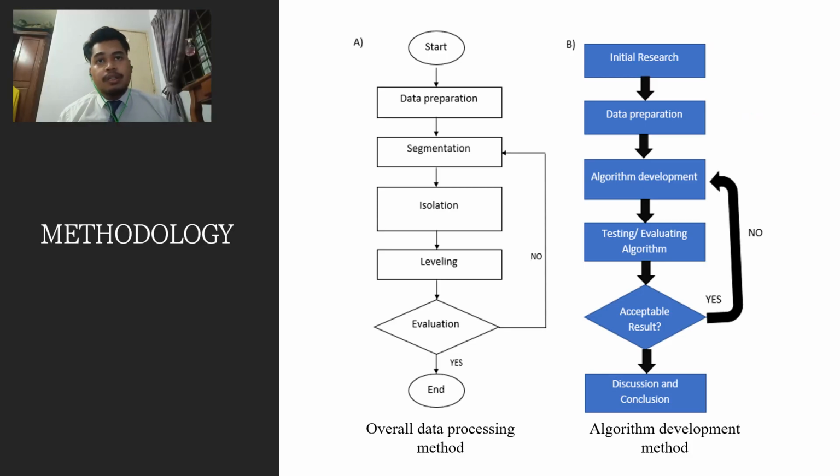For methodology, figure A shows the data processing that will be covered by the algorithm, which is segmentation, isolation, and leveling. This project only covers the segmentation algorithm. The method involved is initial research, data preparation, algorithm development and testing, and evaluating the algorithm developed, as shown in figure B. Initial research involved conducting a literature review to discover earlier studies that had been carried out on the recognition method, as well as compiling the most significant findings and algorithms that have been discovered as a result of the previous study.